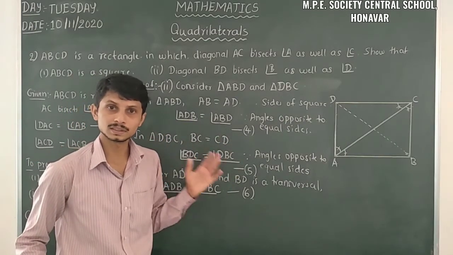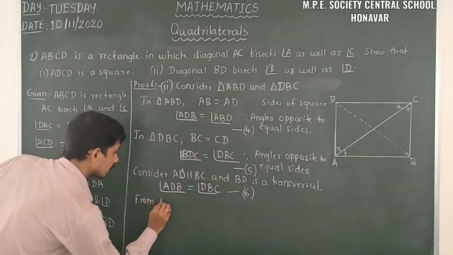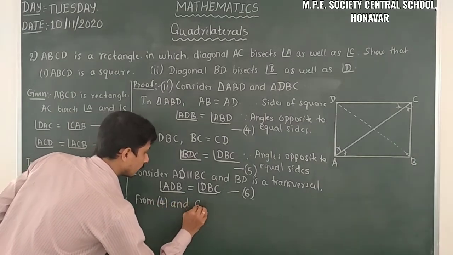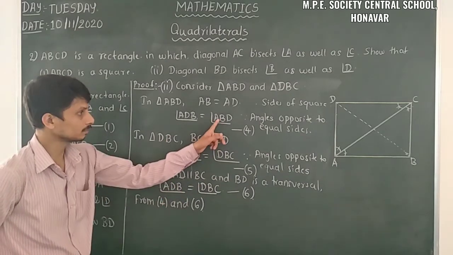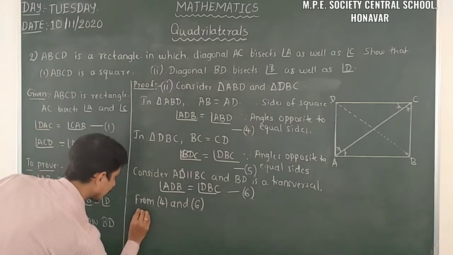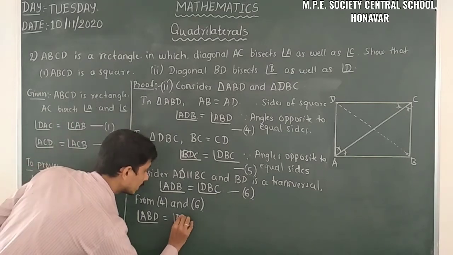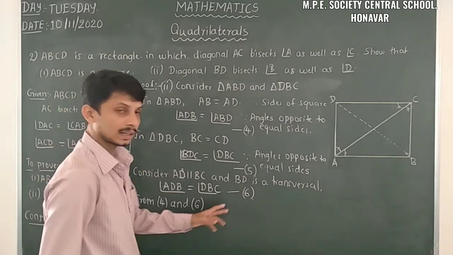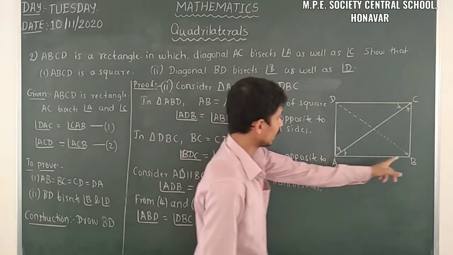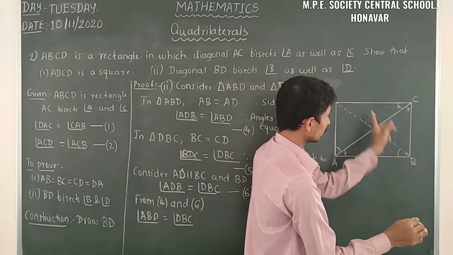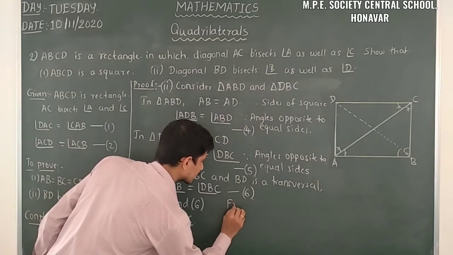Of these three equations, firstly, from equation 4 and 6, what we have here, 4 and 6. Here angle ADB is common, so that angle ABD is equal to angle DBC. Angle ABD is equal to angle DBC. And then let us take equations 5 and 6. Here angle ABD is equal to angle DBC, so this angle is equal. Then from equation 5 and 6.